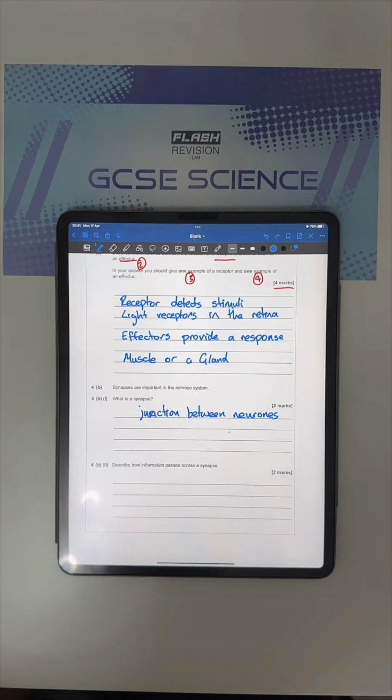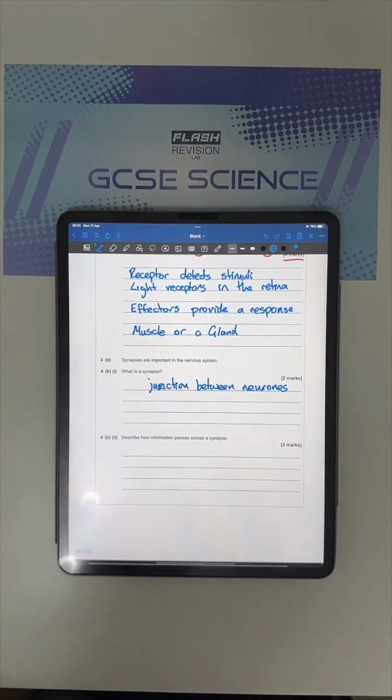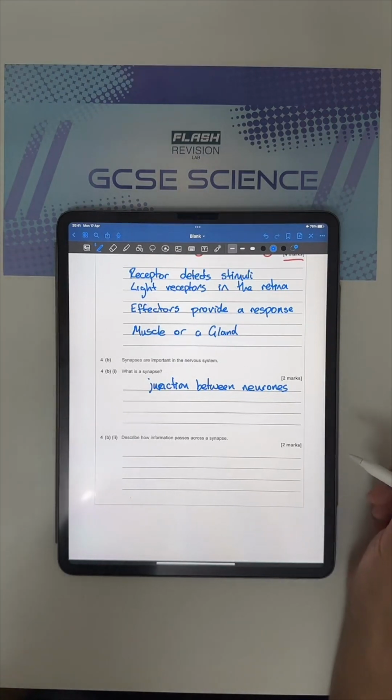But the paper is higher. This paper's higher, but most of this stuff you do need to know for both higher and foundation. Describe how information passes across a synapse.